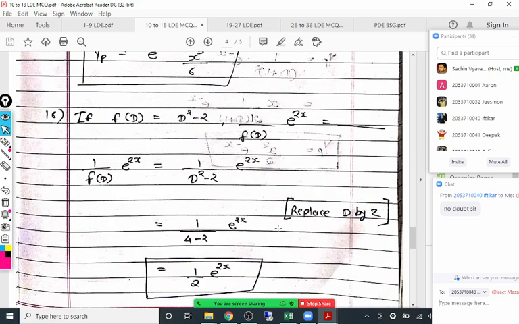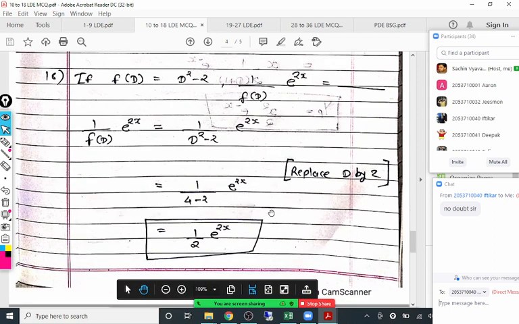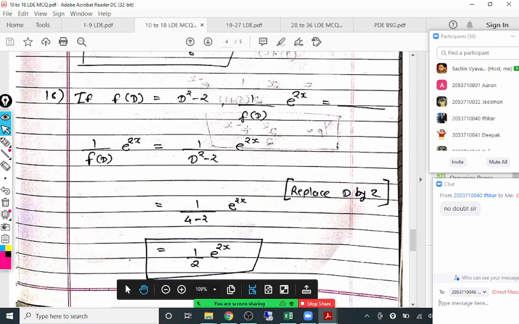16th. Now f(D) is D squared minus 2 given, and the question is 1 upon f(D), again yp for this one. So we replace D by 2. It's very simple. Replace f of D, it becomes f of a. We replace D by 2 and we get the answer as 1 by 2 e raised to 2x. This is also the correct one.